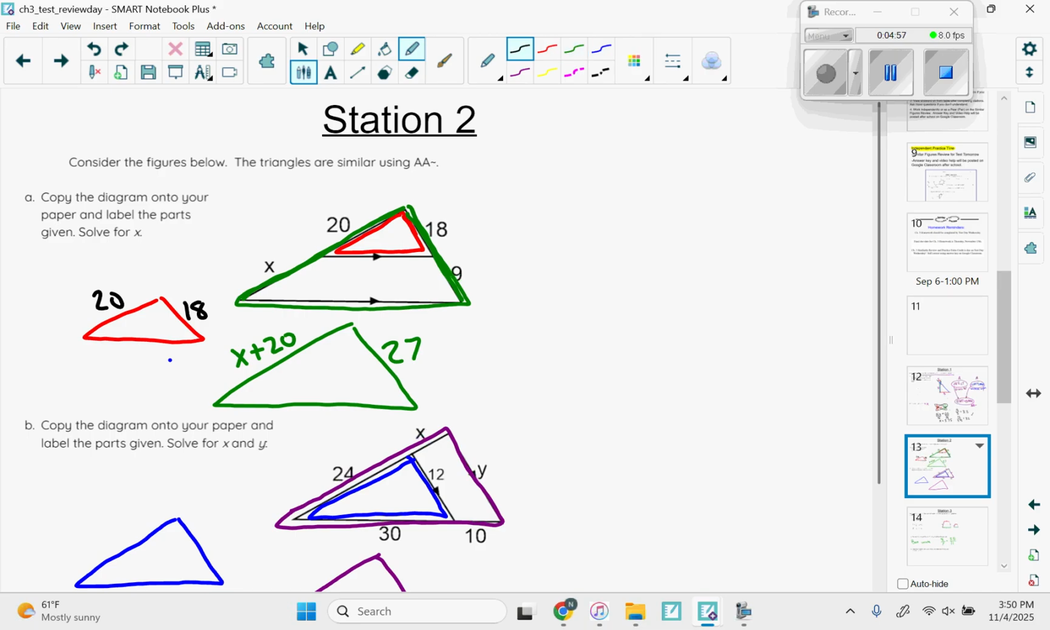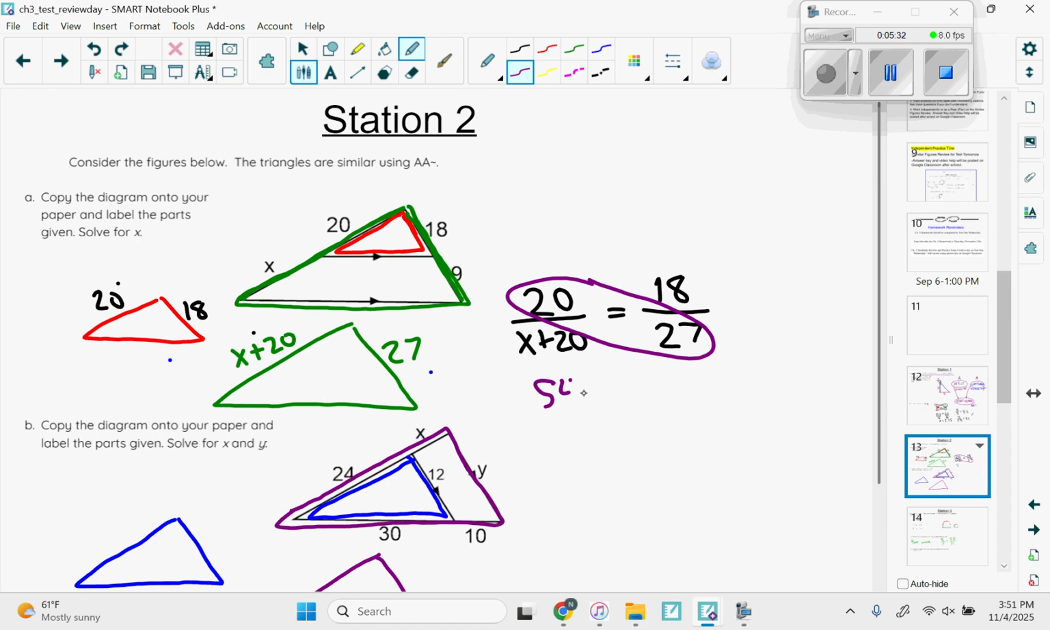Now I'm going to set up my proportion using corresponding parts. 20 corresponds with x plus 20 in the big triangle. So I'm going to go 20 little triangle over x plus 20 big triangle. Set that equal to 18 in the little triangle over 27 in the big triangle. And just like the last problem, I'm going to cross multiply 20 times 27, which is 540.